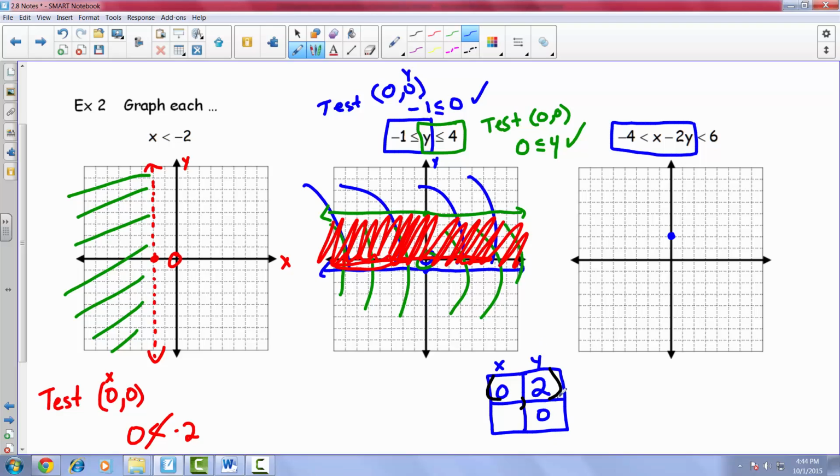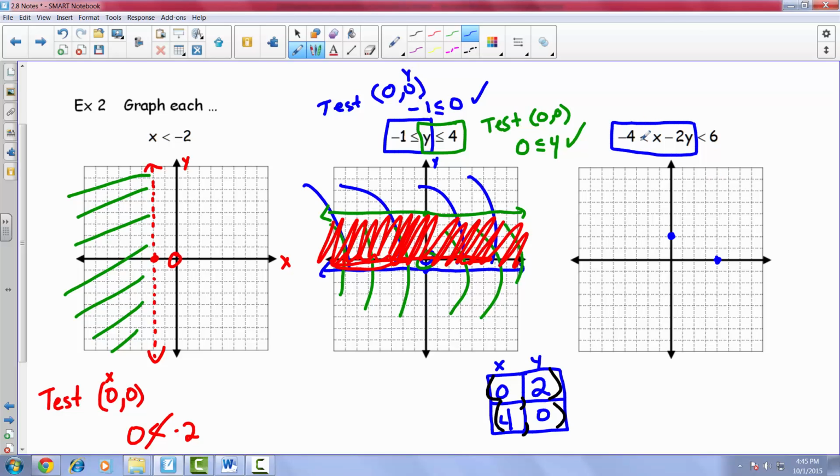Likewise, when y is 0, essentially this piece is gone. So negative 4 is going to be less than x. X would then have to be 4. You can kind of treat them just like an equal sign. And then that again gives us our point 4, 0. So this is pretty much helping us determine what our x and y intercepts are for these inequalities to then go ahead and graph those pretty quickly.